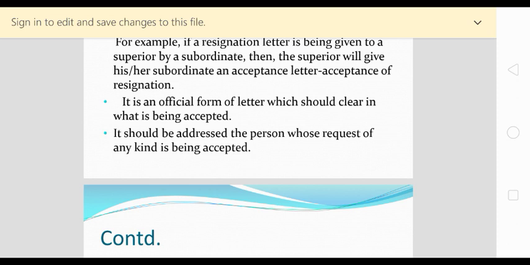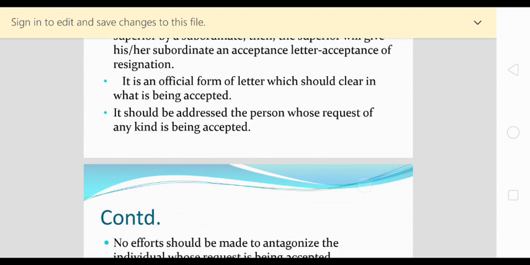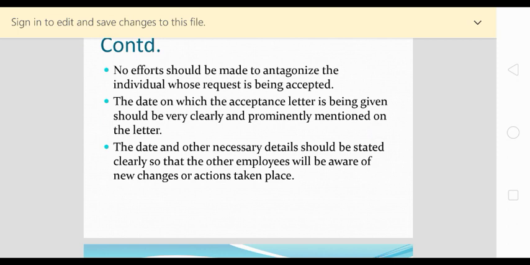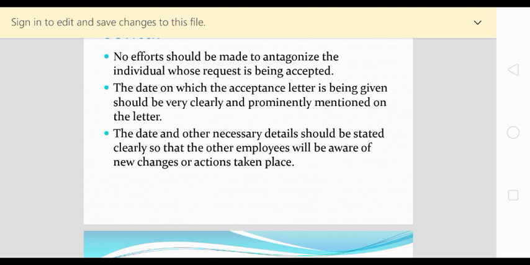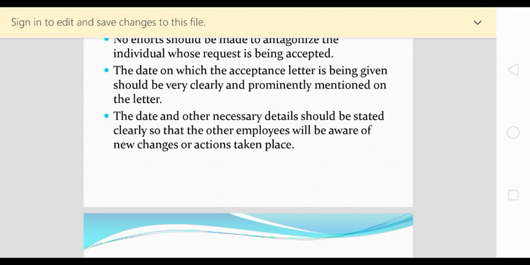It should also be addressed to the person whose request is being accepted. So you have to mention clearly the name, official details and designation of the person you are addressing through this letter. If you are giving a resignation letter to your superior authority, you might not be happy with what you think you deserved, but no efforts should be made to antagonize the individual whose request is being accepted. You should not write something that creates anger or enmity between you and your authority in your workplace.